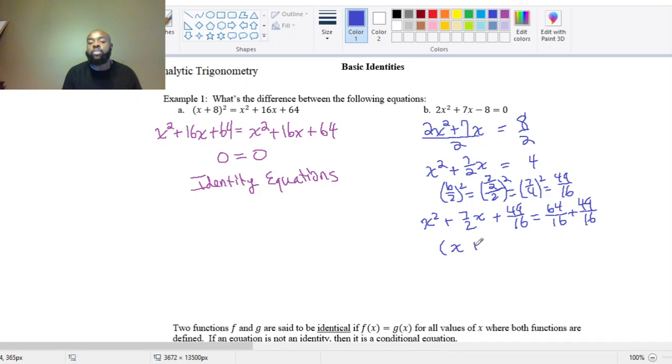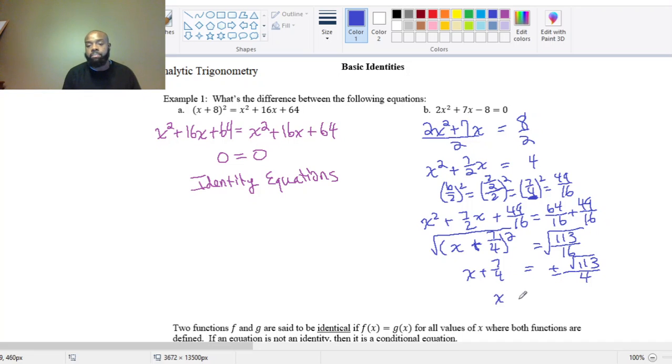And then I can factor this, right? It's always going to be that b over 2, the stuff in the parentheses here. So x plus 7/4 squared equals 113 over 16. The reason I write it this way is because I can now take the square root of both sides and solve by extracting the square roots. That's what the method is called. And this is going to be x plus 7/4 equals plus or minus the square root of 113 over 4.